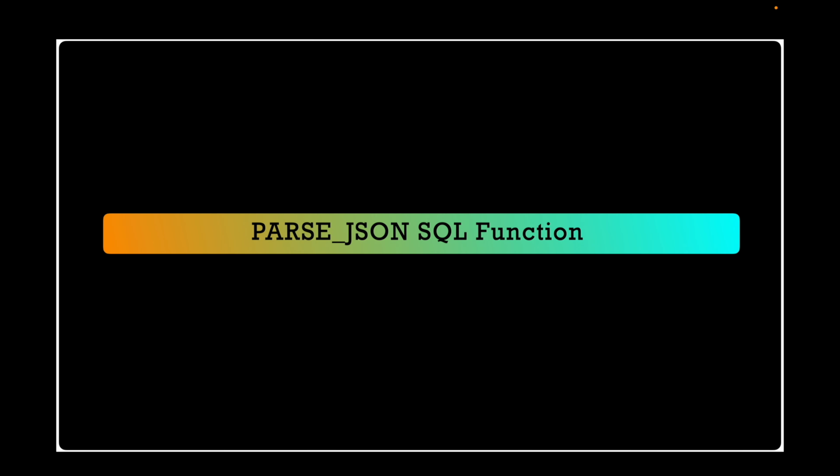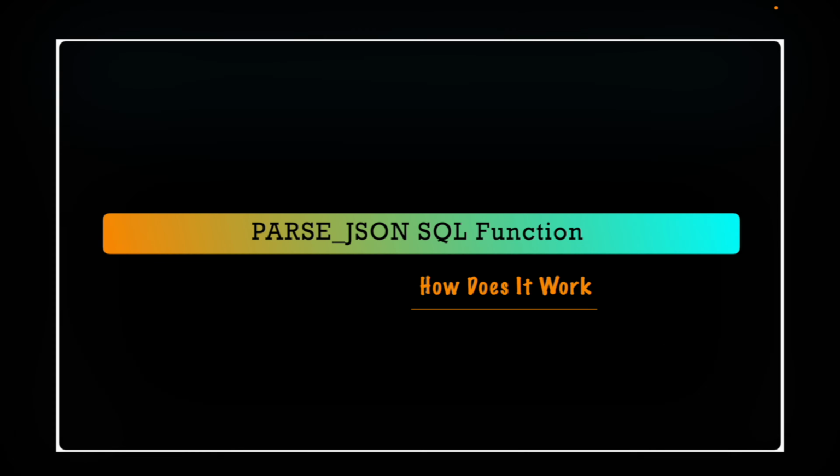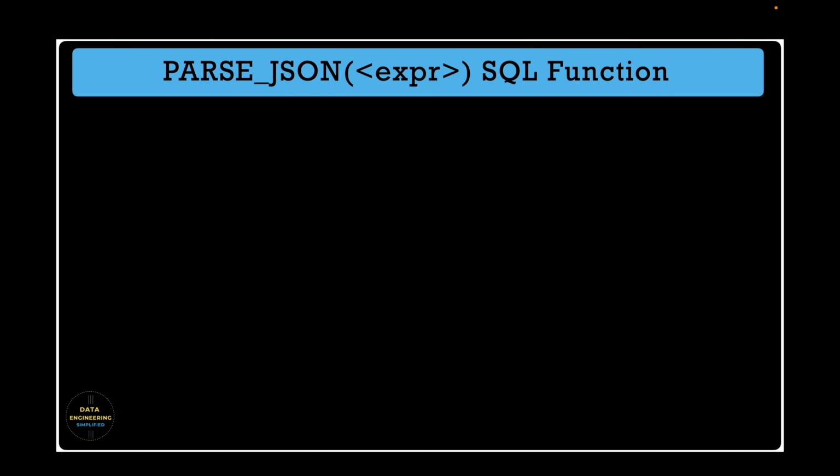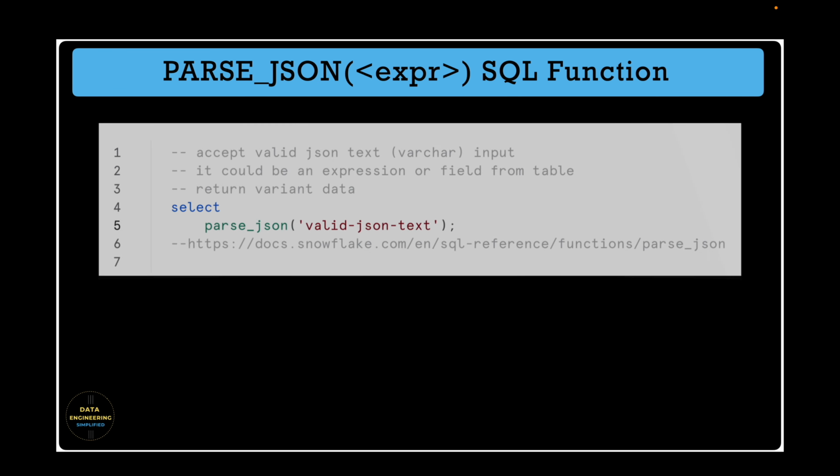Let's first talk about the parse JSON SQL function. We have briefly discussed and used this function in our first chapter in this playlist. This SQL function takes a valid JSON text or a varchar and returns JSON-compliant variant data. If the input string is an invalid JSON text, this function ends with an error. The input value can also be an expression or a column from a table.